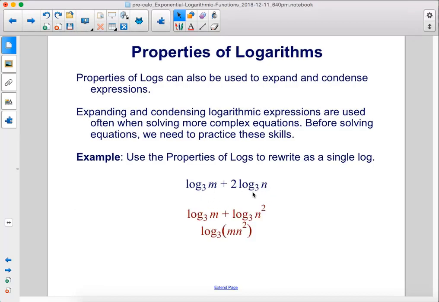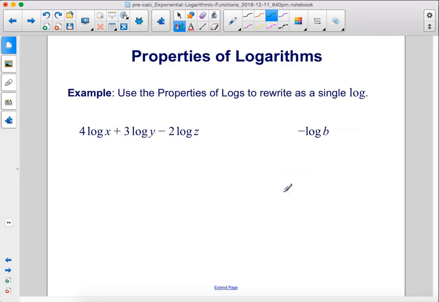So we're going to be undoing what we've been previously doing. So instead of moving an exponent down front, we're going to take a number, a coefficient out front, and make it the exponent. So this 2 becomes n squared. It moves up there. Then we have log base 3 of m plus log base 3 of n squared. So we can combine these into this, m times n squared.